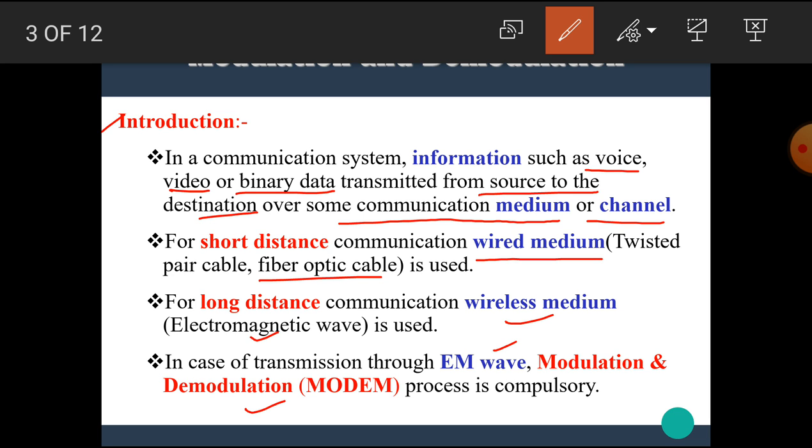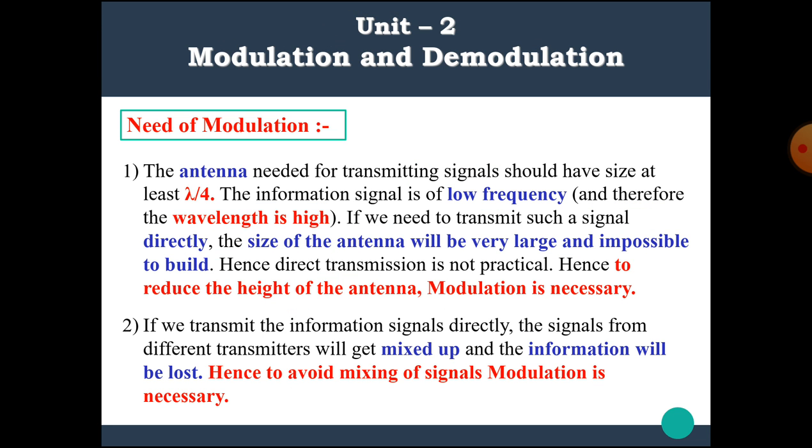That means if the communication distance is short, then we can use a wired medium like a coaxial cable, twisted pair cable, fiber optic cable, etc. But if the distance is very large, then we have to use modulation and demodulation techniques, because our information signal has very low frequency and very low magnitude. This frequency or magnitude is not sufficient to transfer over a long distance, hence it should be modulated. Okay, what is modulation? Let's see.